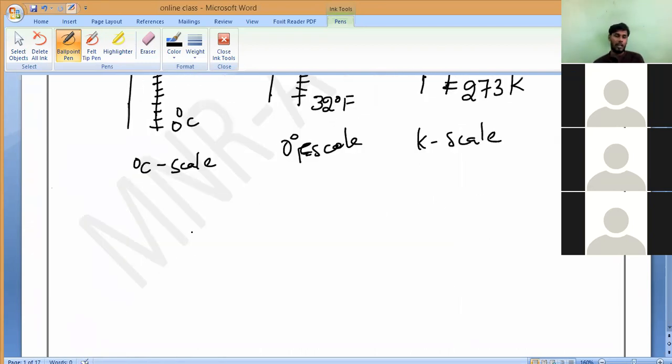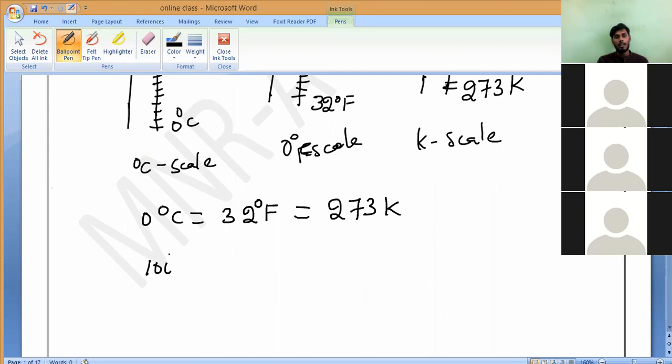So from this I can write: 0 degrees Celsius equals 32 degrees Fahrenheit, which equals 273 Kelvin. And 100 degrees Celsius equals 212 degrees Fahrenheit, which equals how much? 373 Kelvin. Do all of you understand?